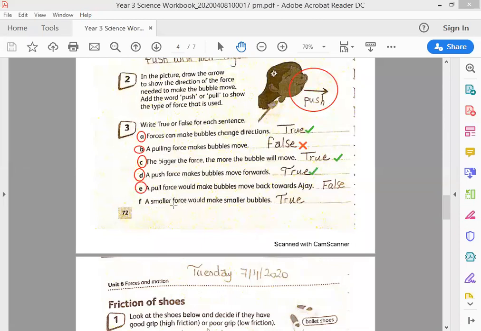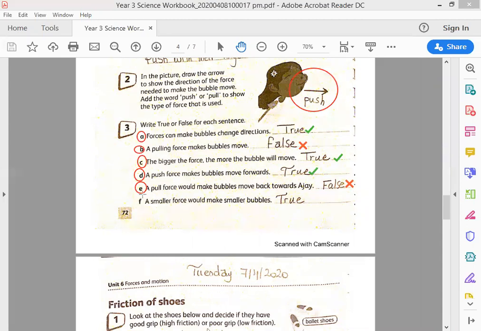Okay, question E. A pull force would make the bubble move backwards. Do you think she can pull the bubble? I don't think so. It will be so hard. She can only push the bubble, but if she tries to pull, the bubble will pop.